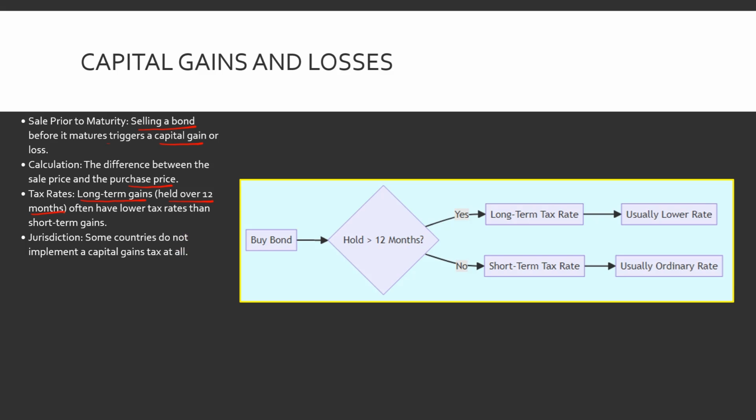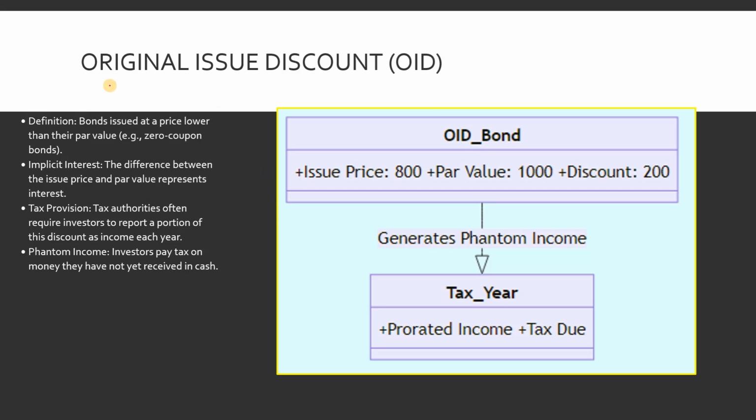Original issue discount, OID. We must pay special attention to original issue discount, OID bonds, such as zero-coupon bonds. Since these bonds pay no regular cash interest, the difference between the low issue price and the par value is treated as implicit interest. Tax authorities typically require you to report a portion of this gain as income every year, even though you won't receive the actual cash until the bond matures. This creates phantom income, where you are paying taxes out of your own pocket on money you haven't technically received yet. This is a vital cash flow consideration for any bond portfolio.